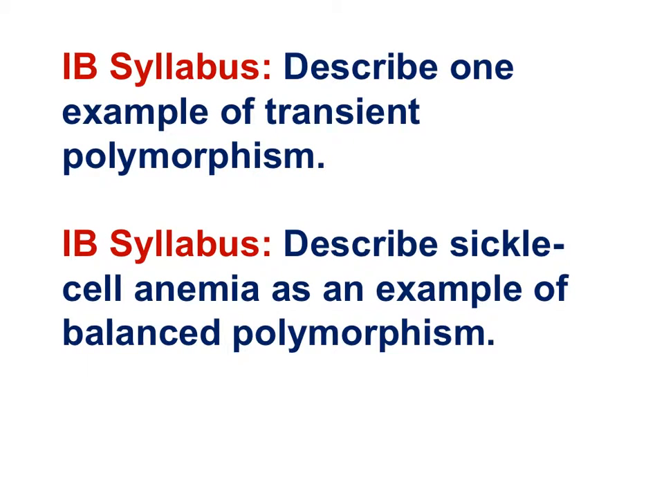Here are the relevant IB syllabus statements. Describe one example of transient polymorphism. The Peppered Moth story would be a good one. And describe sickle cell anemia as an example of balanced polymorphism.